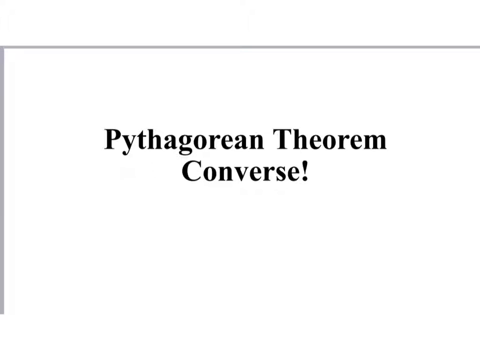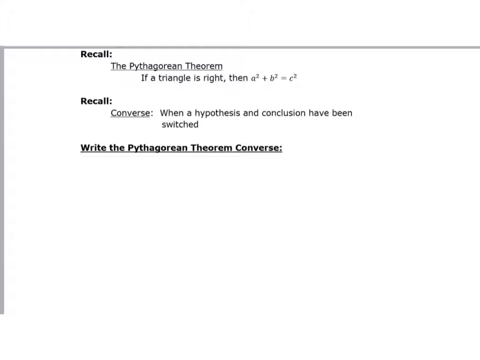Hi, today we're going to talk about the Pythagorean theorem converse. Remember, the Pythagorean theorem says if a triangle is right, then a squared plus b squared equals c squared. If I want to do the converse, I need to remember that the converse is when the hypothesis and conclusion have been switched. My key word is switched.